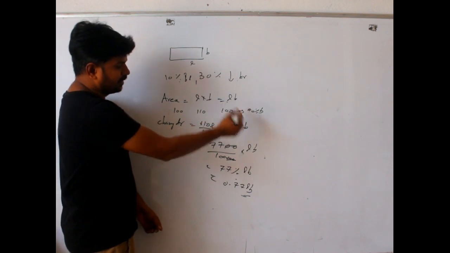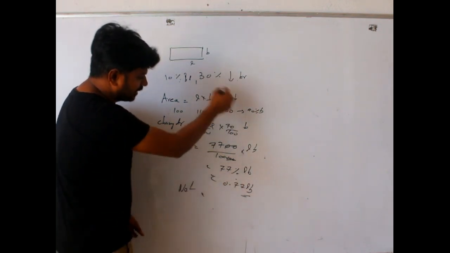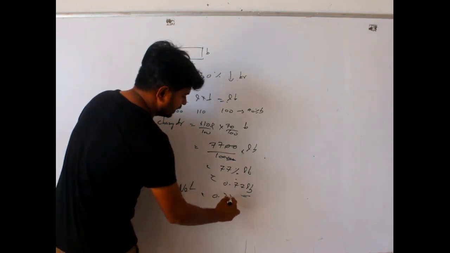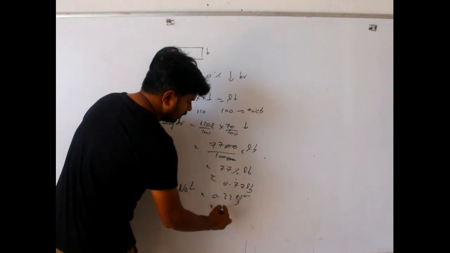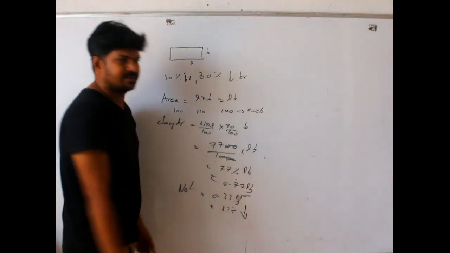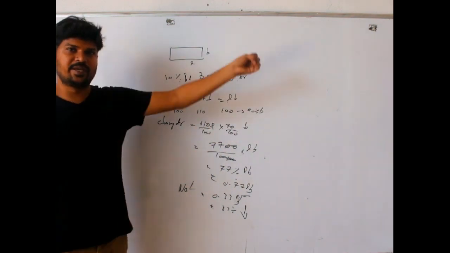So here we have 1 LB, and now it moved to 0.77 LB. So what happened? It got decreased. How much? 0.23 LB, that is equal to a 23% decrease. So like this you can make conclusions. This is applicable for squares, areas, everywhere.